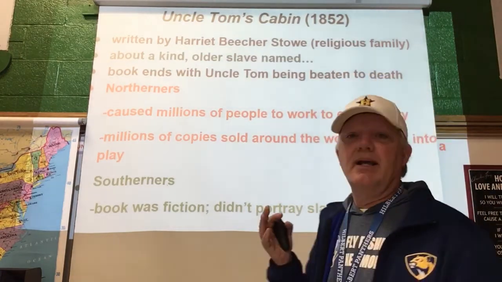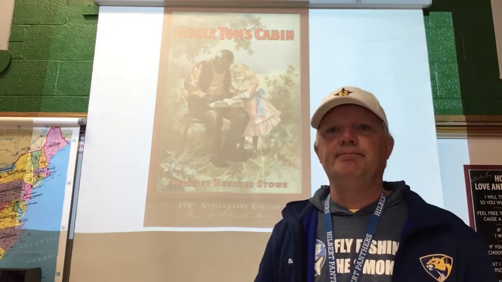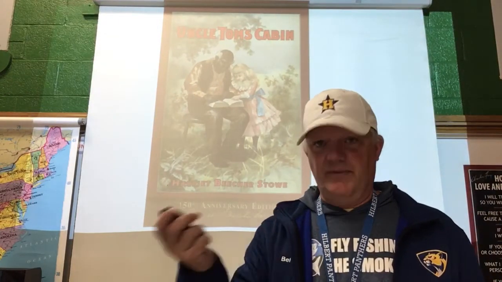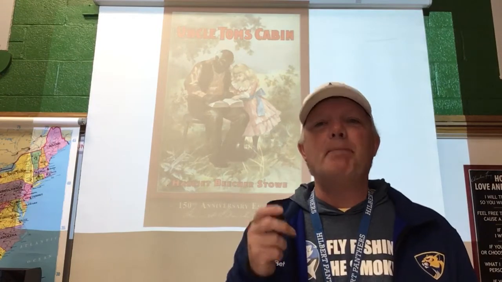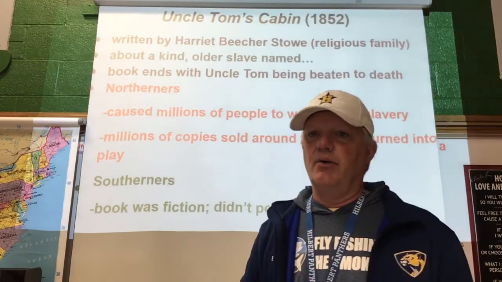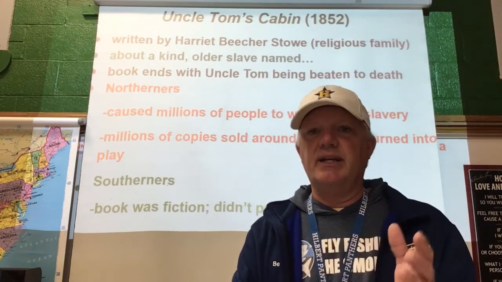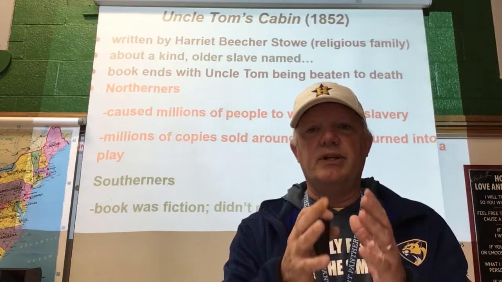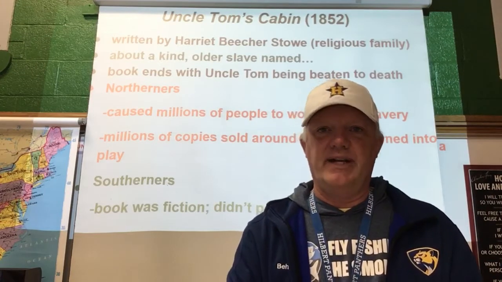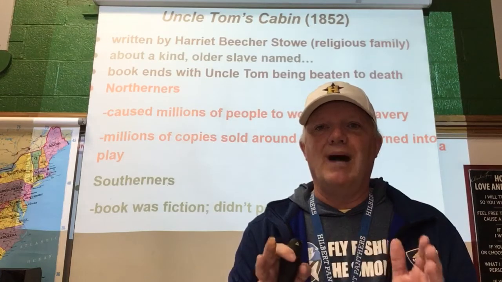The book is about a kind old slave named Uncle Tom, who eventually in the book is going to be beaten to death by his owner. All right? So, Northerners could not believe what was happening in this book, and they believed that slavery was exactly like what they were reading about. Millions of copies of this book were sold worldwide.